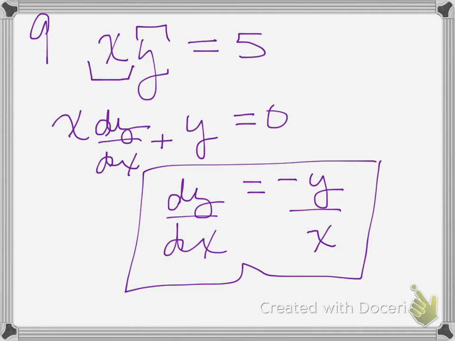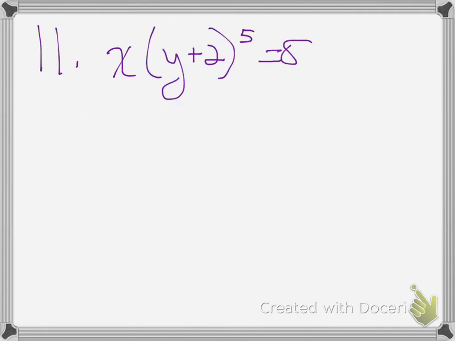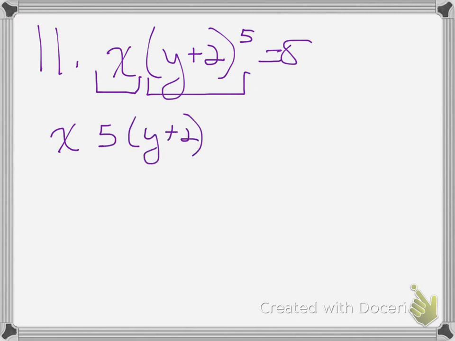Okay, let's move on to problem number 11. Problem 11 is another product rule. Here's your one function, here's your next function, and you have a power. So you're going to be very careful doing this. Starting on the left-hand side, I'm going to say left, d right. So d right is going to be 5 times (y + 2) to the 4th. Now take the derivative of the inside. That's just going to be dy/dx.